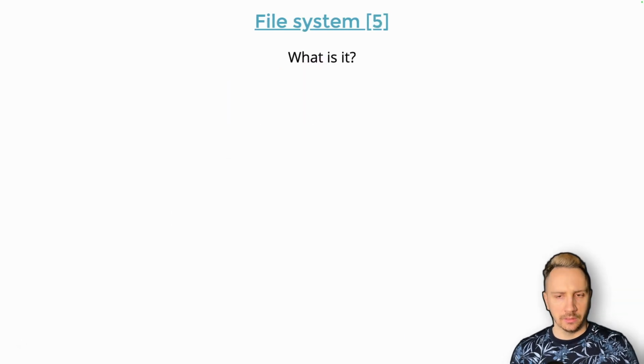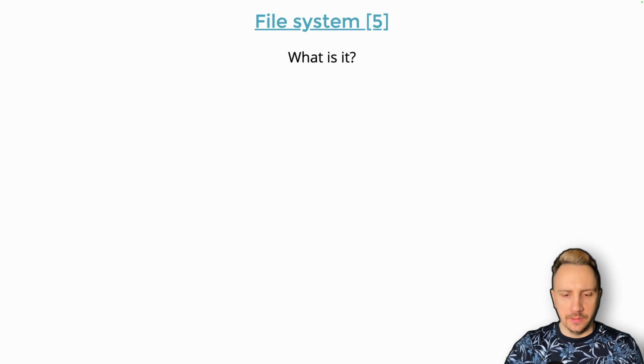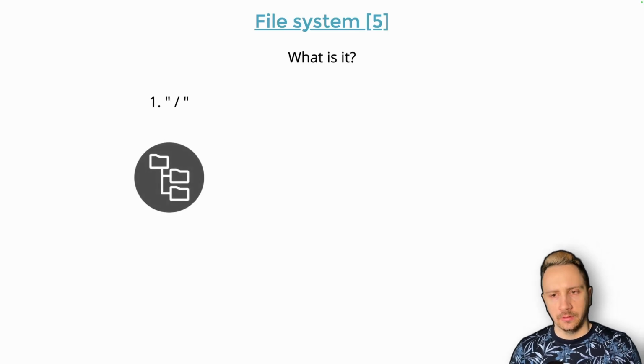What is commonly meant as a file system? There are three versions of definitions, I would say. The first definition would be that file system is just all the files that you have on the computer, starting with the root folder. Or in case of Windows, starting with the disk name folder.